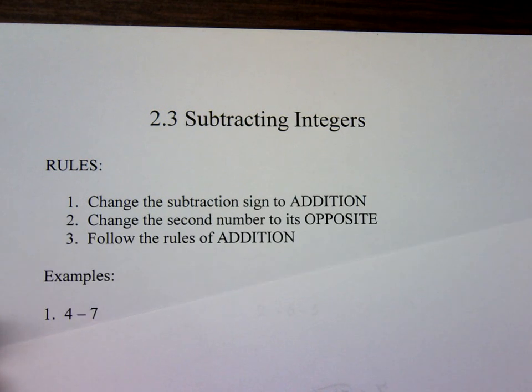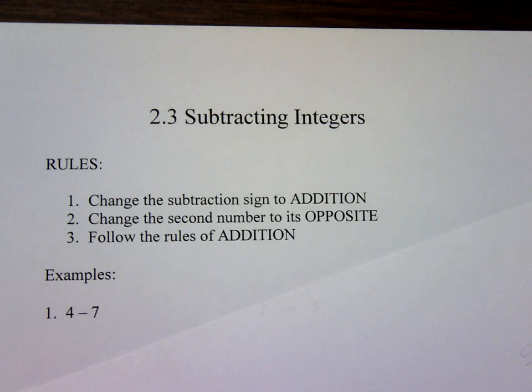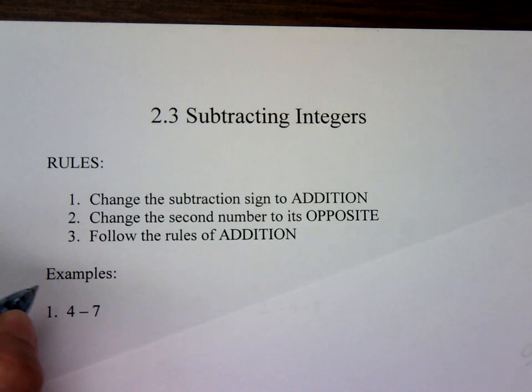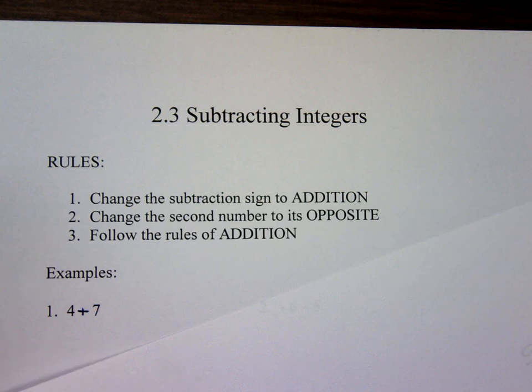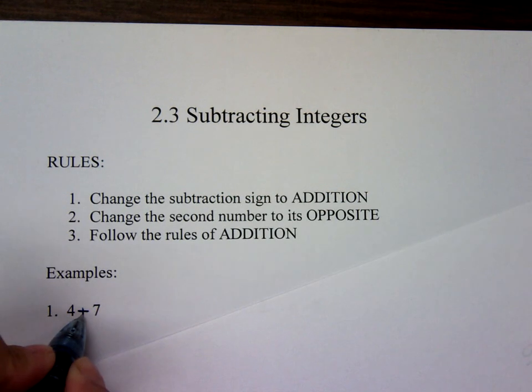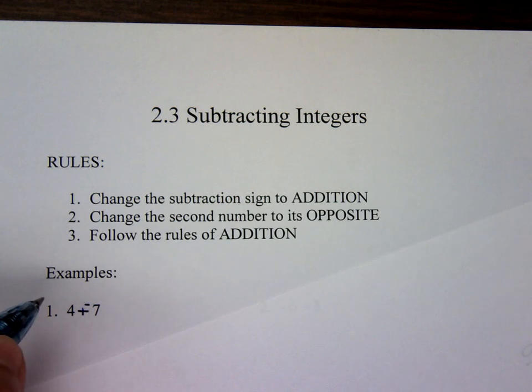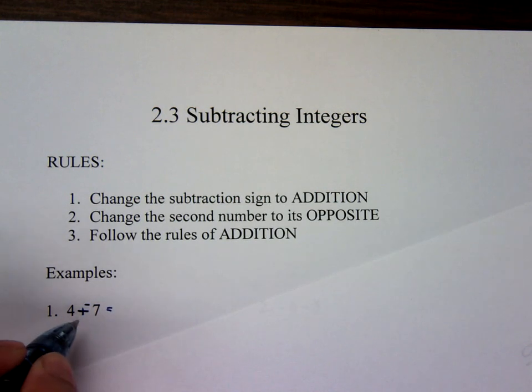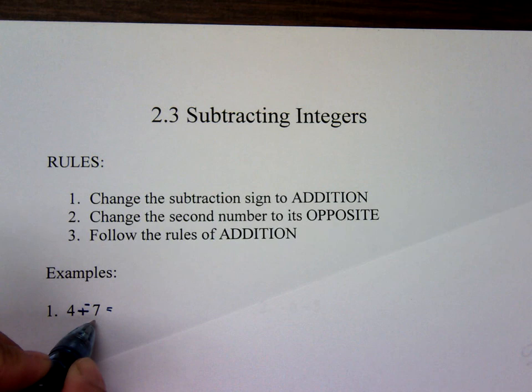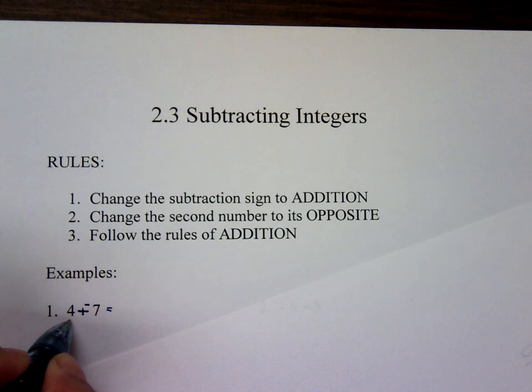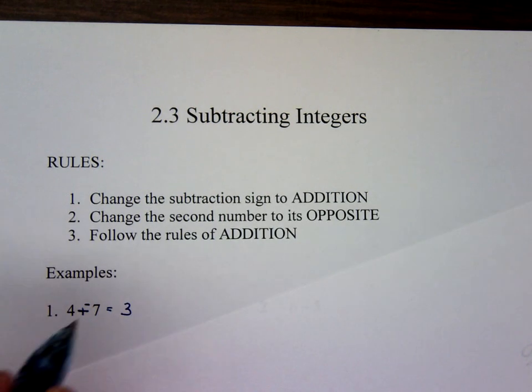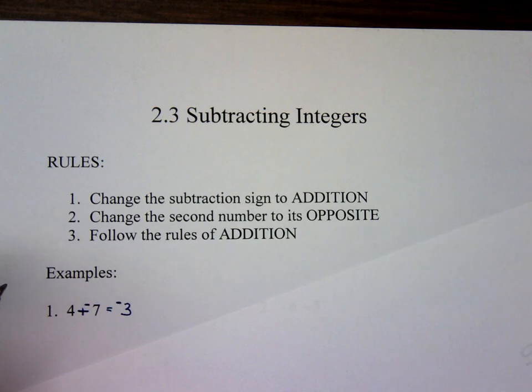So let's look at example 1. 4 minus 7. Step 1 says to change the subtraction sign to addition. Step 2 says to change the second number, or the number right after the addition, to its opposite. So the opposite of positive 7 is negative 7. Then you're going to follow the rules of addition. You have a positive number and a negative number, and since they're different, you're going to subtract. 7 minus 4 is 3. And since 7 is negative, the 3 is negative, because you take the sign of the bigger number.